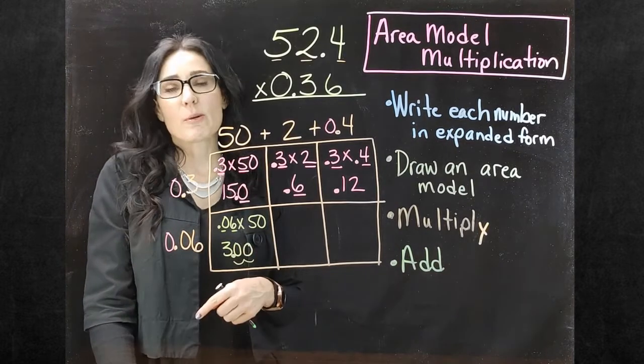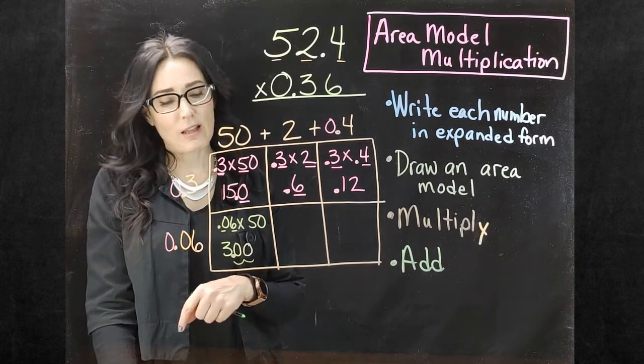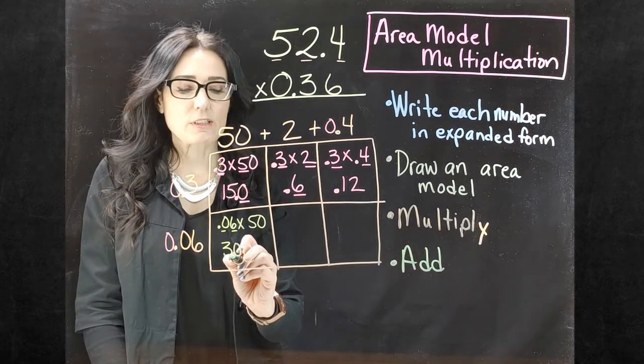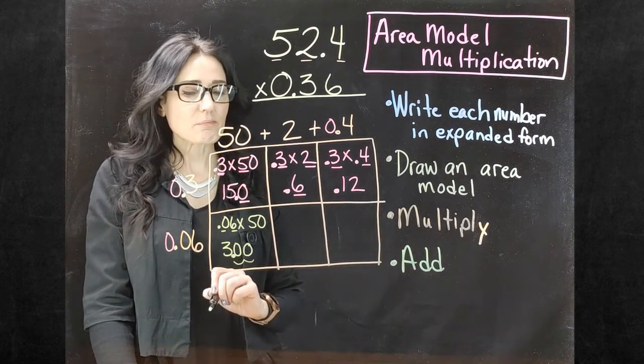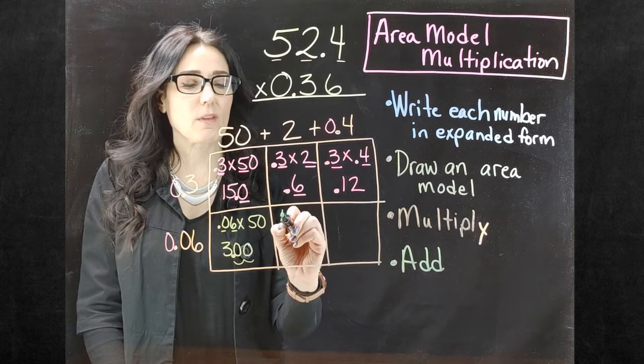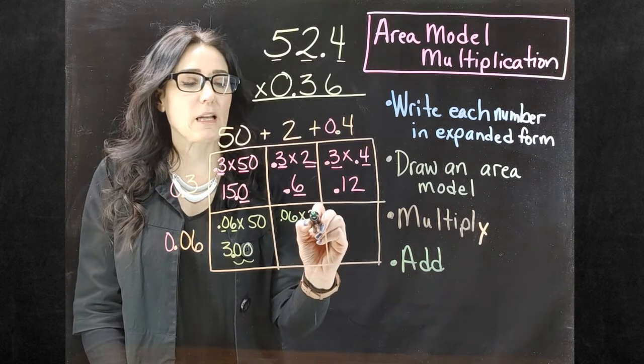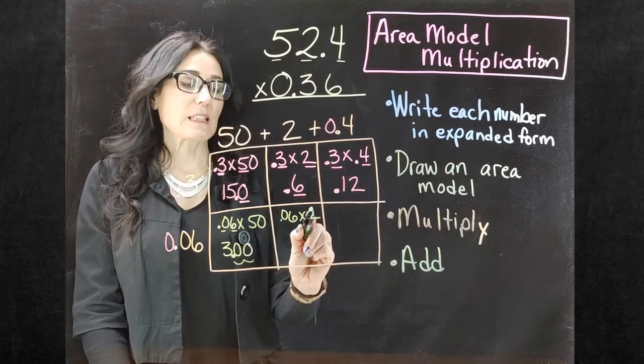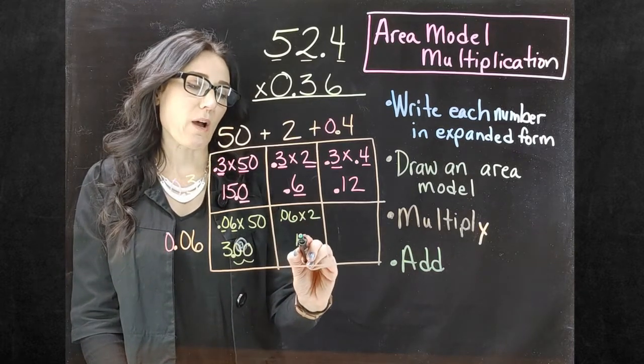You always start moving the decimal from the right to the left, okay? So my decimal is going to be right there, making that 3. Then I'm going to take 6 hundredths again. I'm going to multiply that times 2. So we would say 6 times 2 is 12.